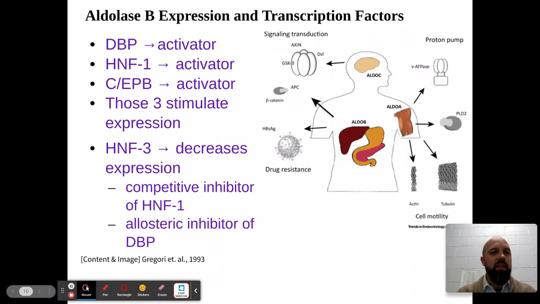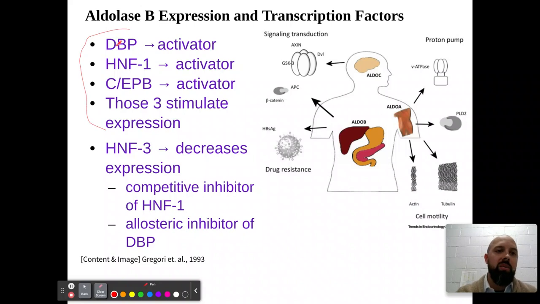Now we're going to look specifically at aldolase B and its expression and the transcription factors that are involved. There's three different activators that would stimulate gene expression of aldolase B. So I want to kind of couple these three up here. DBP is an activator, HNF1 is also an activator, and C/EBP. Those three are activators. Again, an activator essentially is going to stimulate or encourage gene expression to happen of aldolase B.